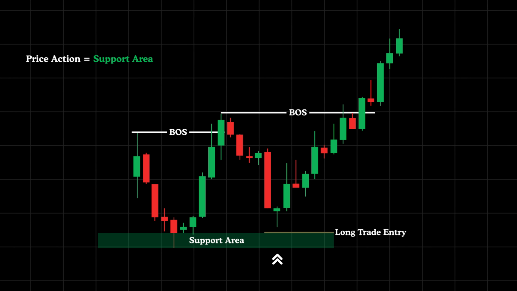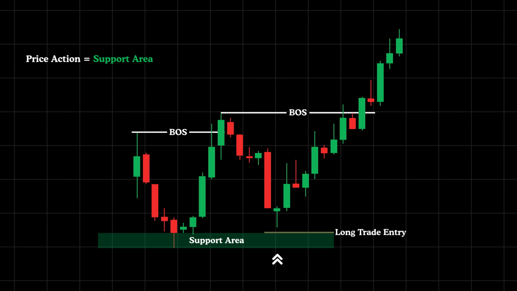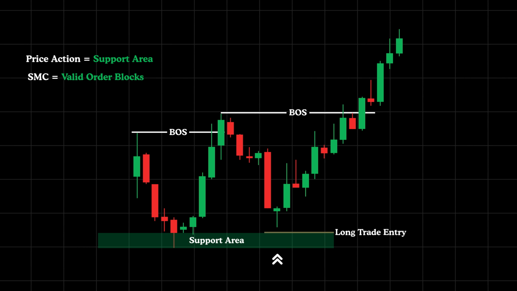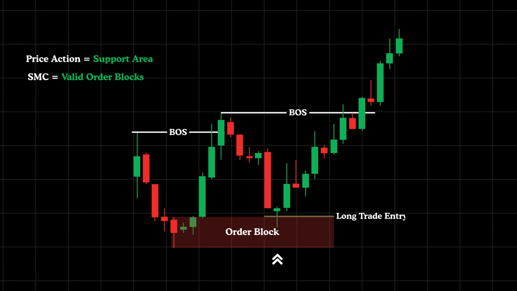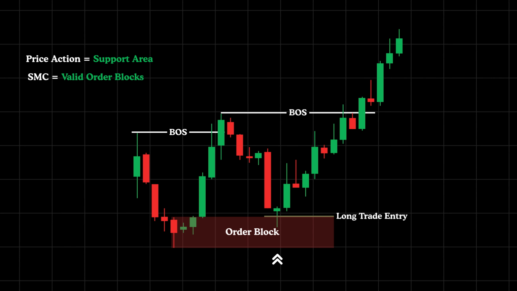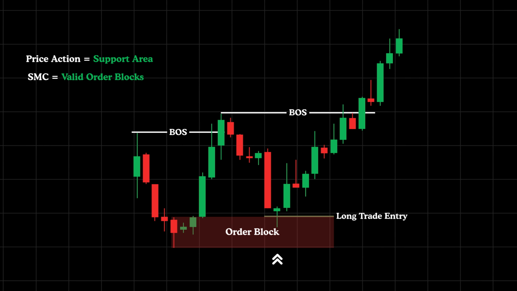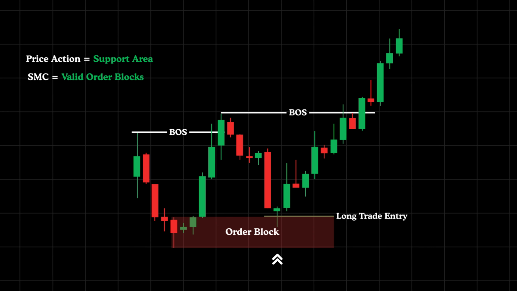But if you combined that support zone insight with the Smart Money concept and knew how to mark a valid order block, then you would have highlighted an order block area like this. The moment price dipped into that block, you'd have had a clear opportunity for a long entry. That's exactly why understanding order blocks is essential.